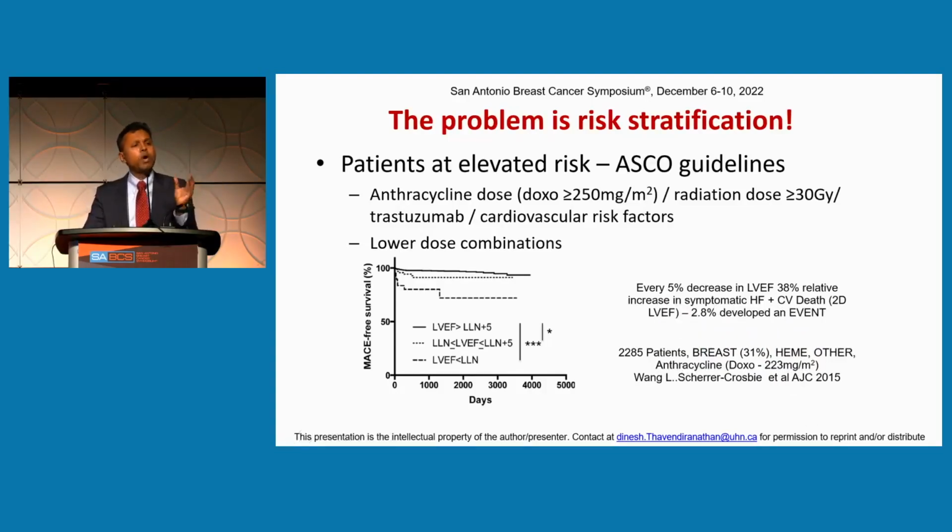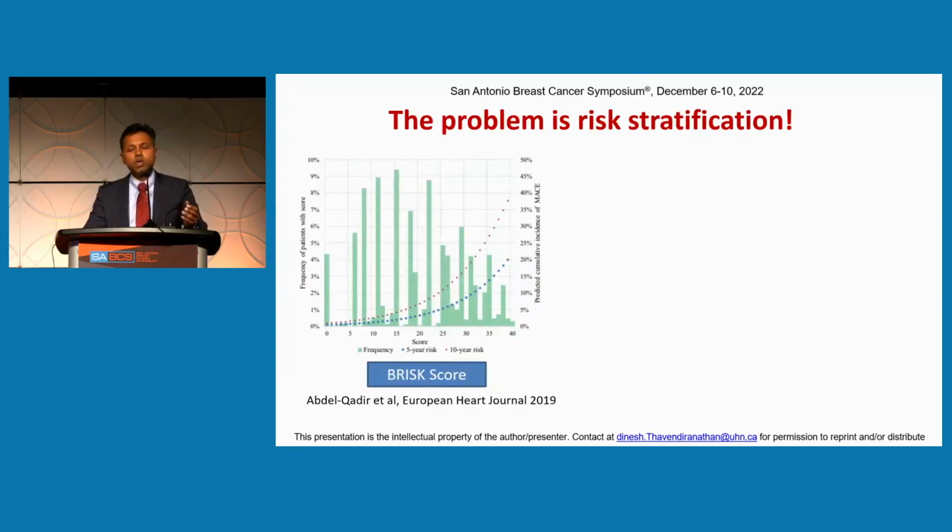But how do we put all of this together? A few years back, we published the breast cancer risk score. This is called the B-risk score, where we used clinical factors and population-based data to determine the 5- and 10-year risk of all forms of cardiovascular disease in patients with breast cancer, and we used close to about 100,000 patients. This still requires external validation.